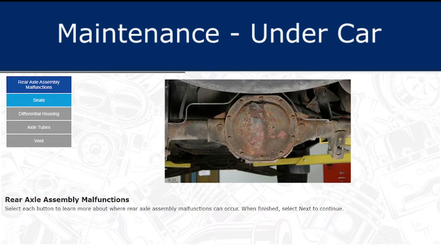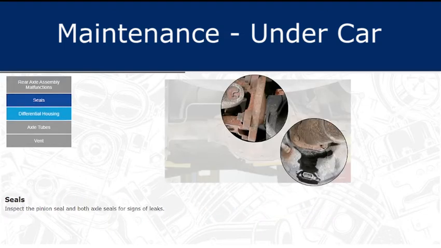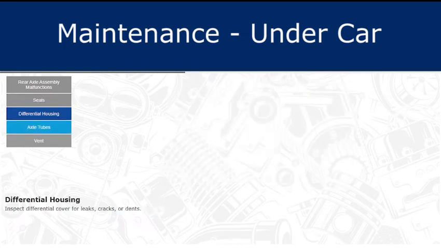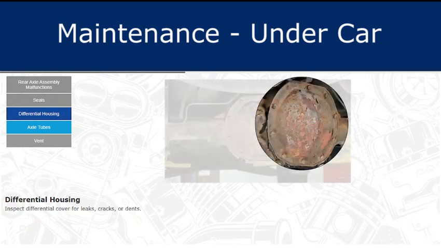Select each button to learn more about where rear axle assembly malfunctions can occur. When finished, select Next to continue. Examine the pinion seal and both axle seals for signs of leaks. Check the differential cover for leaks, cracks, or dents.